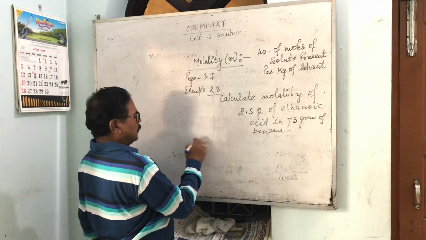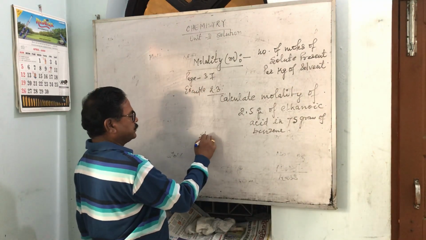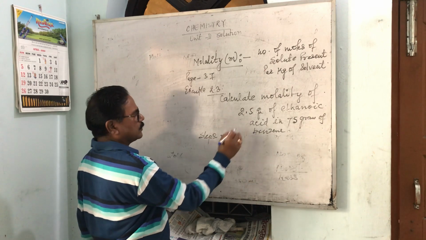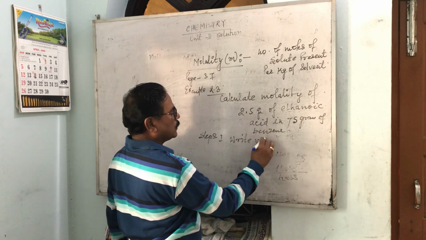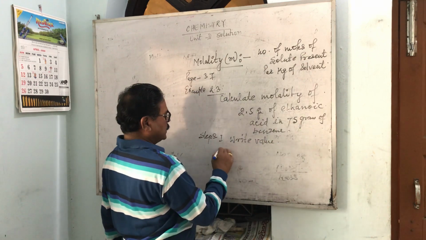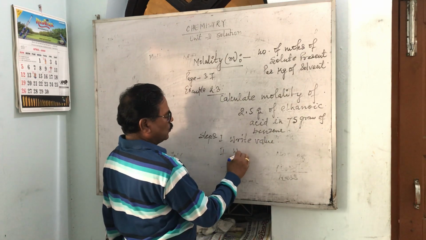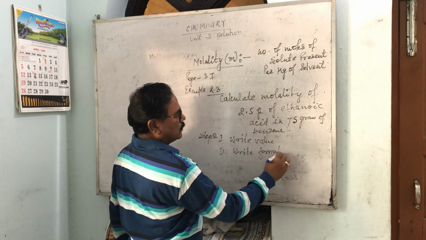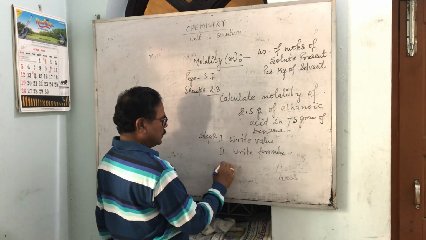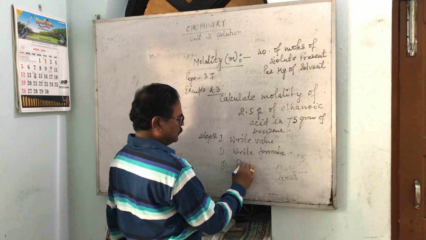Now attempt. What are the steps? What is the first step? Write data, write values. Second step, write the formula. Third step, put the values in the formula.